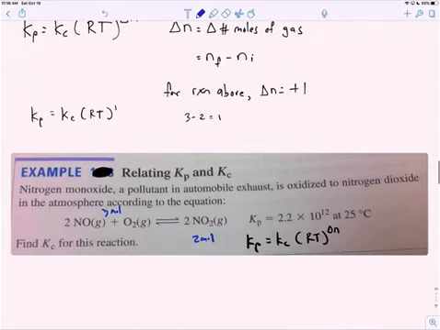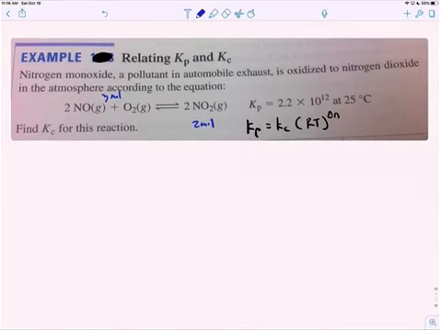So let's relate this. Looking at this one here, we have 2 NOs plus O2 goes to 2 NO2. And our Kp is 2.2 times 10 to the 12th. So we want the Kc. So find the Kc. Kp equals Kc times RT to the delta N. That means Kc is going to be Kp over RT to the delta N power. I should say, I'll put the parentheses in the right place: RT to the delta N power.